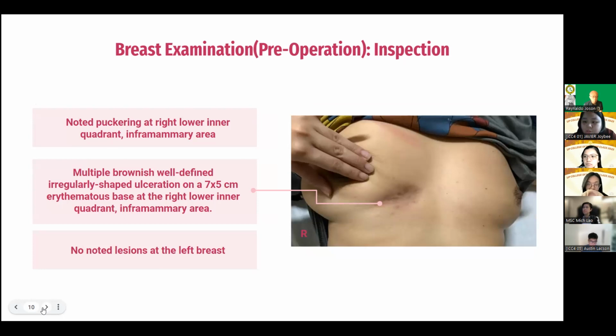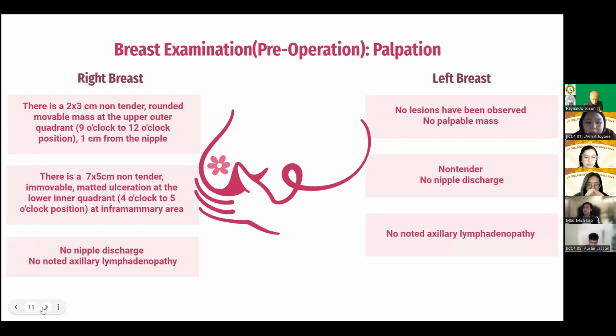For the palpation, for the right breast, we noted that there is a 2 by 3 centimeters non-tender, rounded, movable mass at the upper outer quadrant, estimated at 9 o'clock to 12 o'clock position, which is 1 centimeter away from the nipple. There is also a 7 by 5 centimeters non-tender, immovable, matted ulceration at the lower inner quadrant, estimated to be 4 o'clock to 5 o'clock position at the inframammary area.